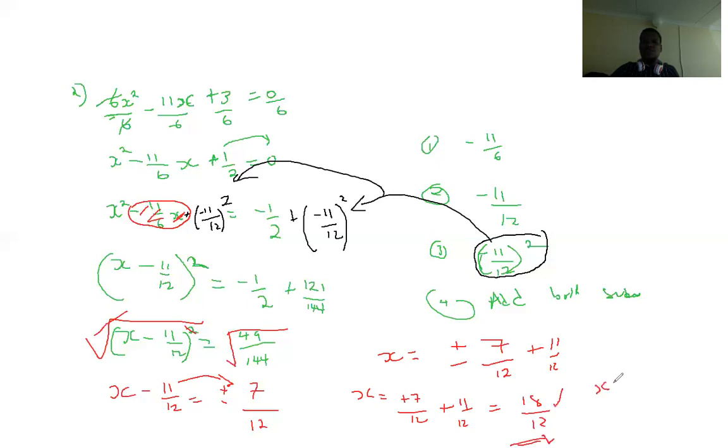The second one, we take the negative 7 over 12, plus 11 over 12. Then if you simplify that, you should get 4 over 12. So these are the answers to this question here. So you can actually reduce this.